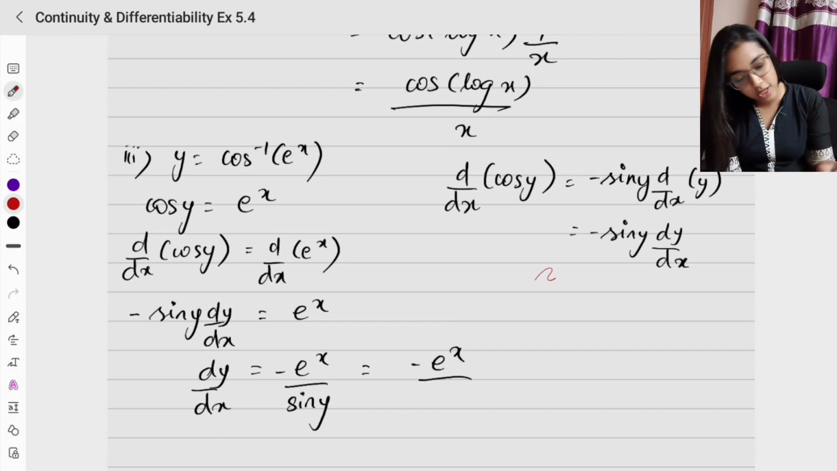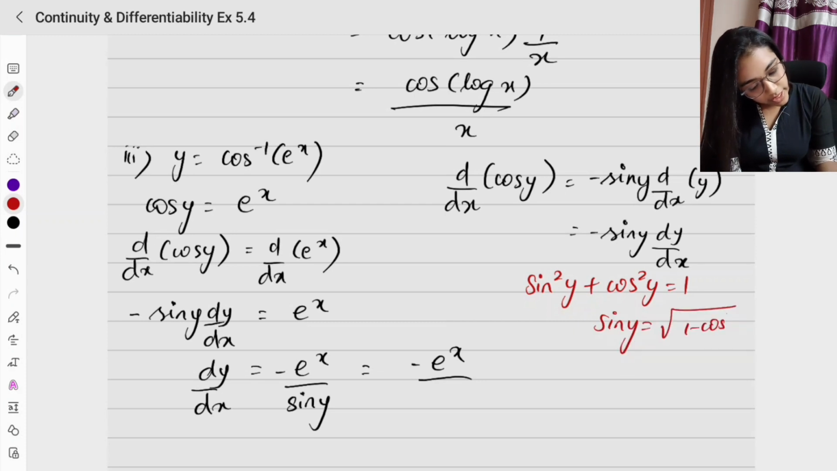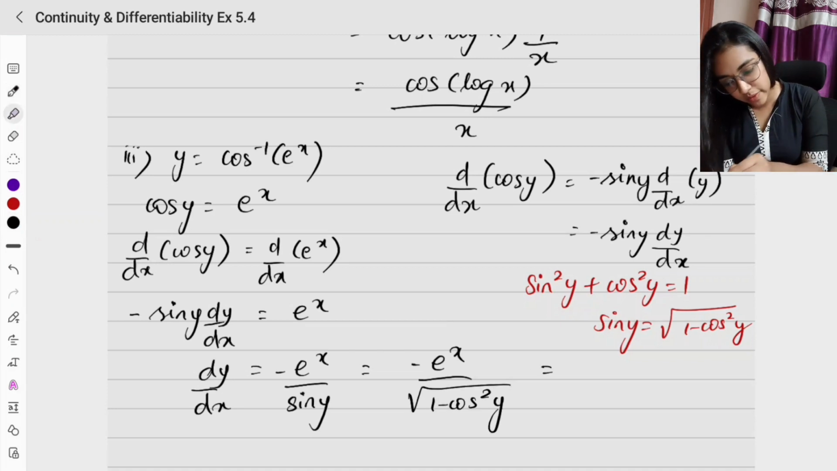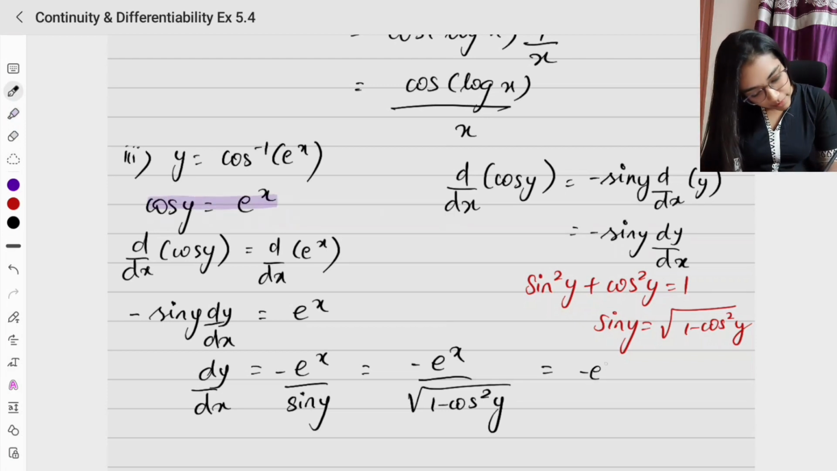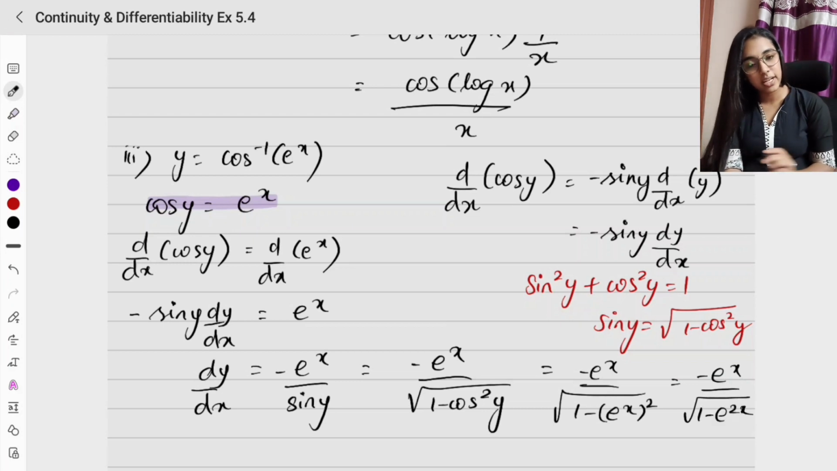Now, what is the relation between sin and cos? Sin square y plus cos square y equals 1. So sin y is equal to square root of 1 minus cos square y. We keep using this same thing again and again. So I have square root of 1 minus cos square y. What is my cos y from this? Cos y is equal to e to the x. If we substitute that, what will happen? Minus e to the x divided by square root of 1 minus e to the x the whole square, which is minus e to the x divided by square root of 1 minus e to the 2x. E to the x the whole square is e to the 2x.